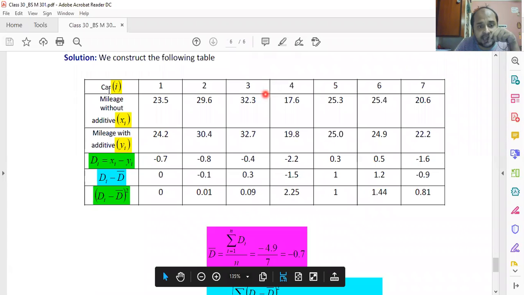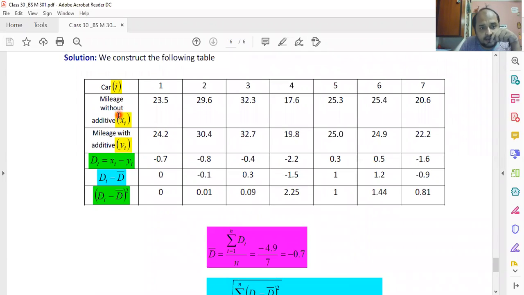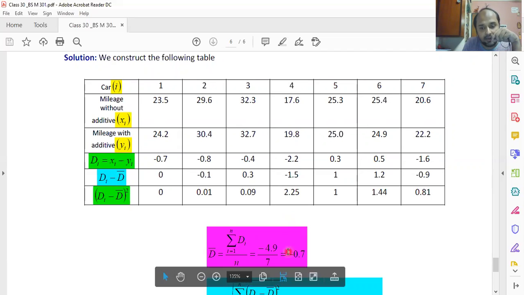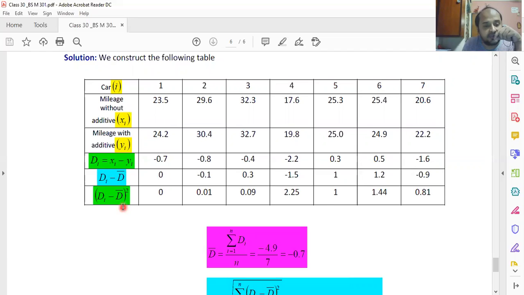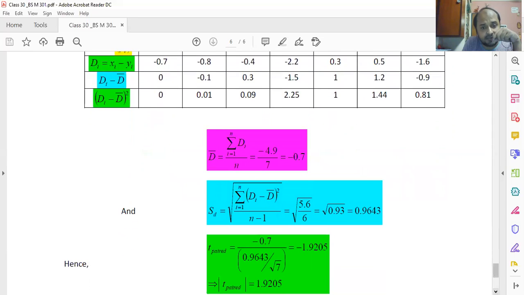And I have calculated everything over here. First of all, I have tabulated the values: the sample represented by i, mileage without additive represented by xi, and mileage with additive represented by yi. Their differences are taken and considered to be di. Some differences are negative, some are positive. The arithmetic mean of these quantities di, represented by d bar, which I have calculated over here, is minus 0.7. And then we have taken the square of these deviations.